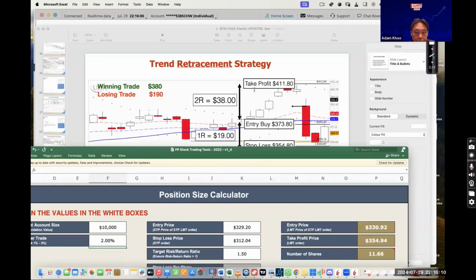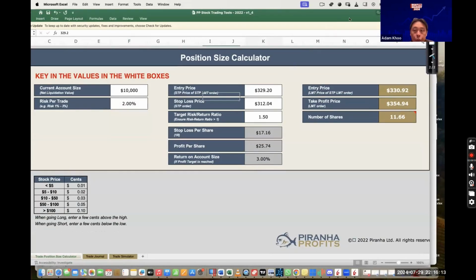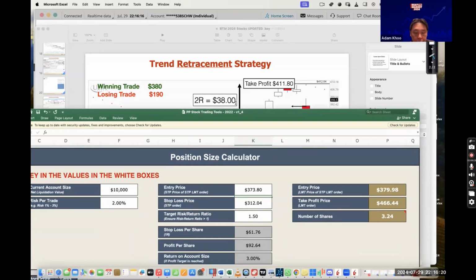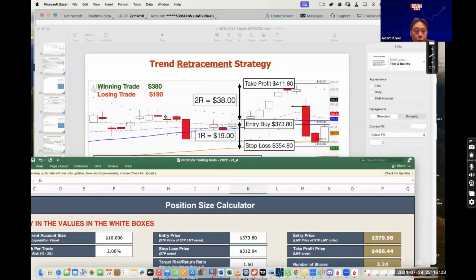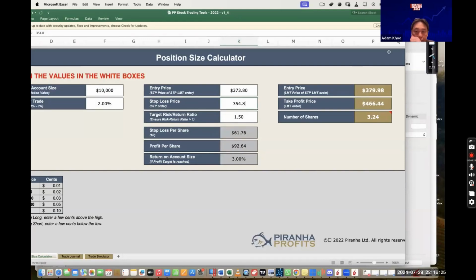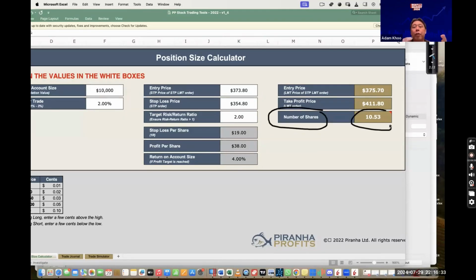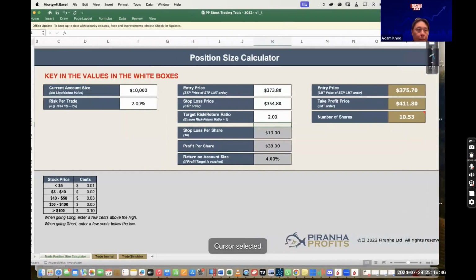So with this calculator, straight away, you put in 10,000, you put in 2% risk, you put in 373.8, you put in the stop loss, which is 354.8, and you target a risk to return of 2. You can see straight away it tells you the number of shares to buy, 10.53. Ta-da! So this calculator is very useful. Before you enter a trade, use this calculator. Immediately, it tells you how many shares to buy. And if it's a fraction, you can always round it down to 10 shares. There we are.